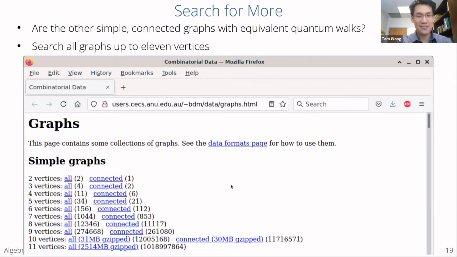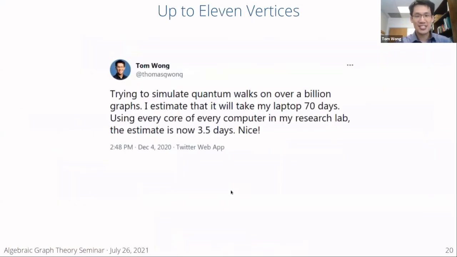And so, okay, I was going to have to simulate all of these to see if I can find graphs where we think the two types of quantum walks evolve the same way. And so this is going to take some time. So I wrote some code in Mathematica to go through and simulate all of these over a billion graphs. And I started it on my laptop. And then I quickly realized from the progress I was making that it was going to take my laptop about 70 days to do. It's like, I'm not leaving my laptop on for 70 days just crunching this thing. It's just not going to happen. And so I thought about it.